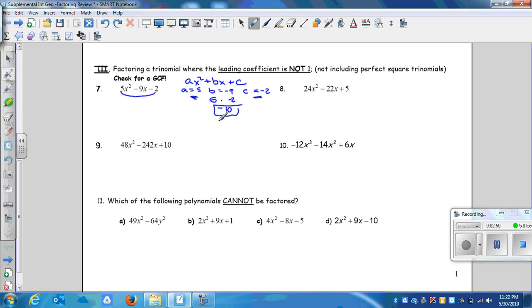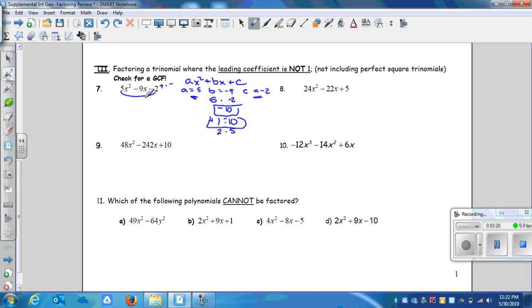So 10 is made from 1 times 10 and 2 times 5. And I'm looking to make a middle term of -9. So if I add or subtract 1 and 10, I get 9 or 11. And if I add or subtract 2 and 5, I can get a 3 or a 7. So I definitely want to look at this 1 and 10. My last term is negative, so I need opposite signs, so plus and negative, and I need more negatives than positives to make a -9, so that's a -10 and a +1.